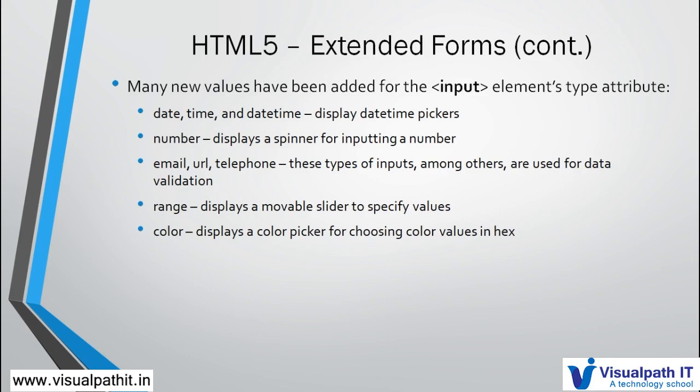Next, you can see there are new values that have been added for the input element's type attribute. Like below you can see the date, time and datetime. Displays date time picker. Number displays a spinner for input of a number. Email, URL, telephone. These types of inputs among others are used for data validation. Range displays a movable slider to specify values. Color displays a color picker for choosing color values, etc.